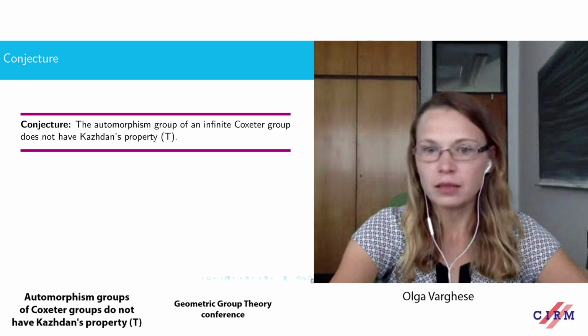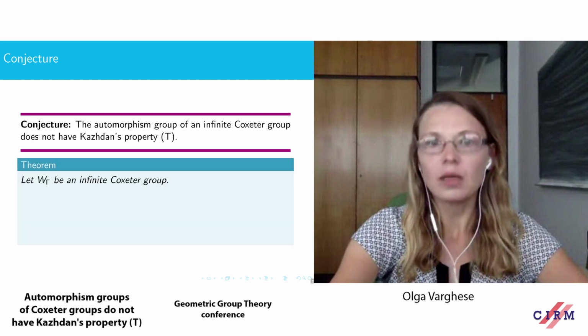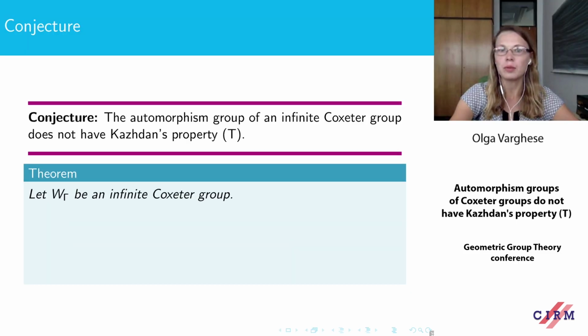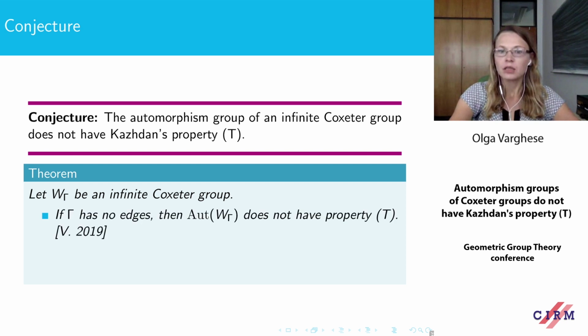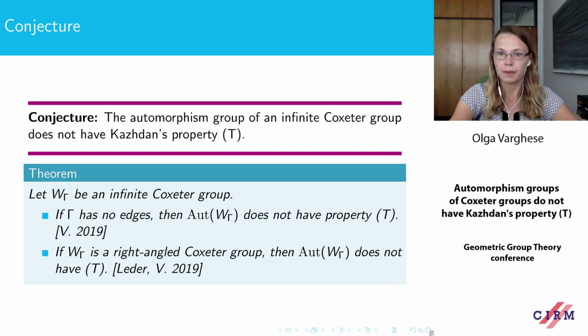Some results in this direction. Let W_gamma be an infinite Coxeter group. If gamma is discrete, so if gamma has no edges, then Out(W_gamma) does not have property T. And this result holds for all right-angled Coxeter groups. If W_gamma is a right-angled one, then the automorphism group does not have property T.